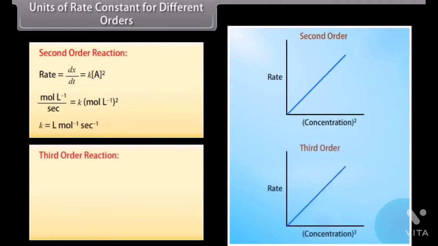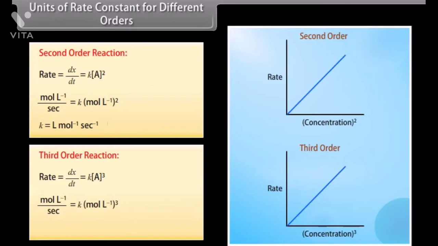Third-order reaction. Rate is equal to dx by dt, which is equal to the product of K and A raised to the power 3. Thus, the units of rate constant for third-order reaction are liter square per mole square per second.